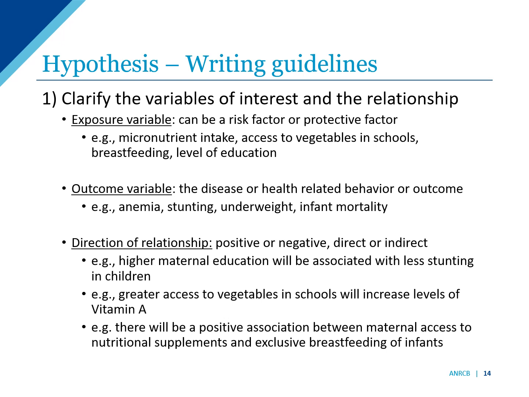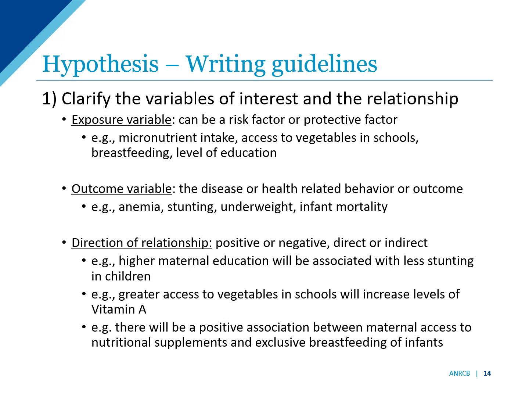The outcome variable or dependent variable is the disease or health-related behavior or outcome of interest. For example, maybe anemia, stunting, underweight, or infant mortality. And to be clear, any of the exposure variables that are listed here, like micronutrient intake, could also be an outcome variable in a different hypothesis. None of these factors are always an exposure, always an outcome. They're just designated as the exposure and outcome variable in your hypotheses for your specific aim for your research question.